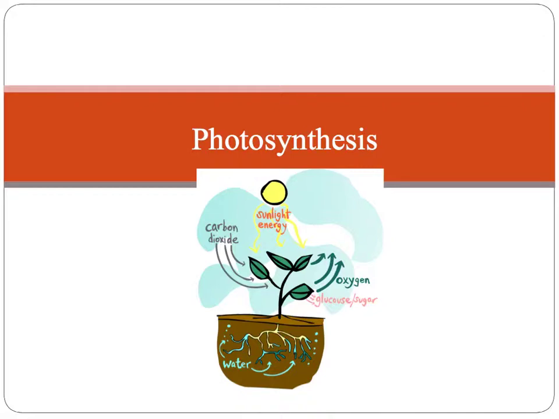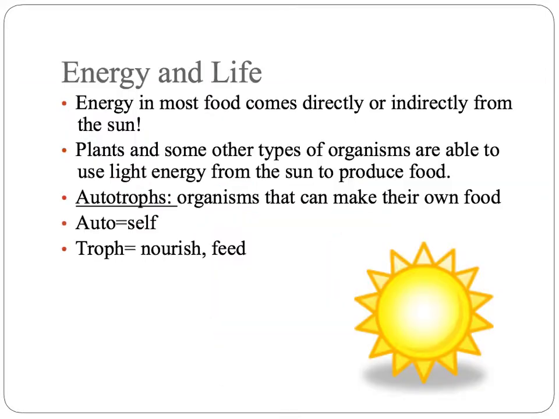The topic everybody knows and loves, photosynthesis. So energy in most food that we eat comes either directly or indirectly from the sun, which is super cool. So if you're eating a plant, it comes directly from the sun. If you're eating an animal, then it comes indirectly from the sun.